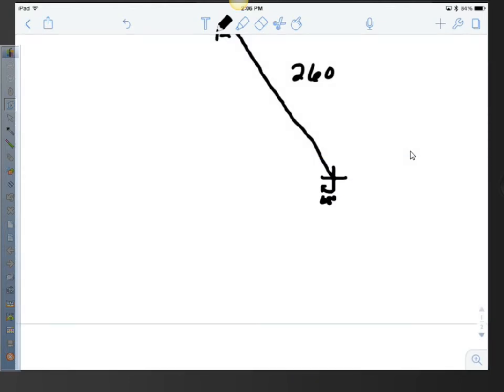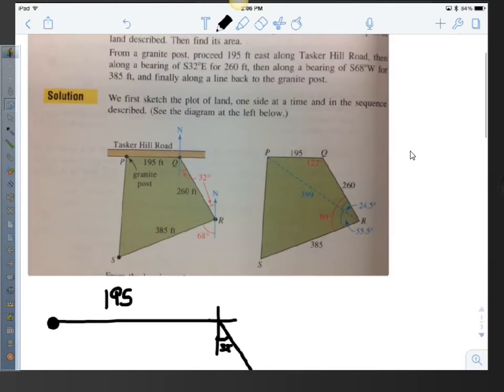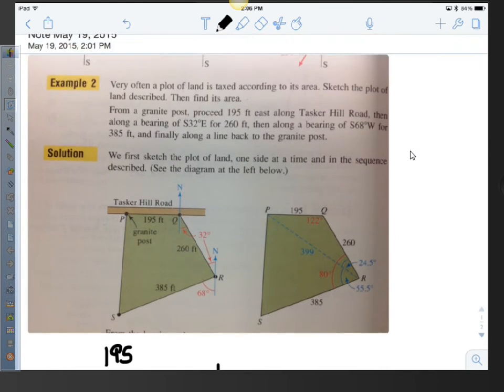$385. Okay. And finally, along a line back to the granite posts. Okay, so now we're going to connect these up.